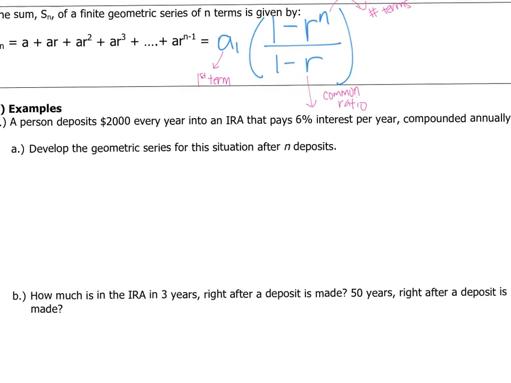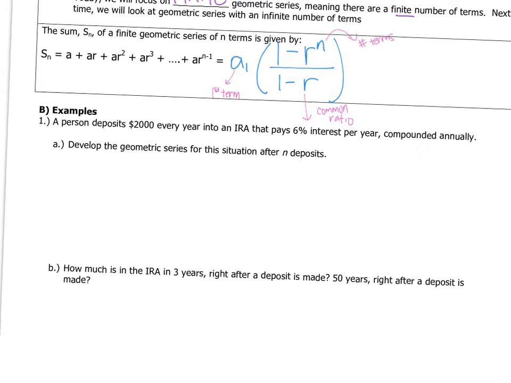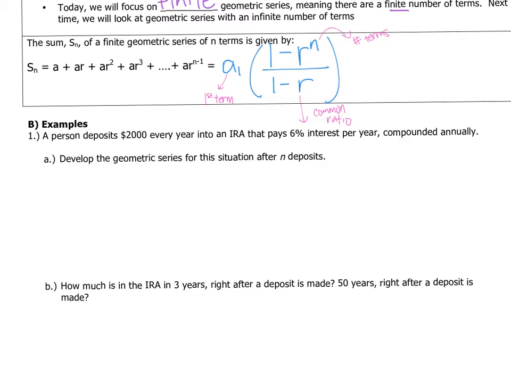All right, so we are going to start with an example dealing with money. It says a person deposits $2,000 every year into an IRA, which is kind of like a savings account, that pays 6% interest per year, compounded annually. So the first part of this, we are going to develop the series for this situation after n deposits. Basically, we're writing the general series here.